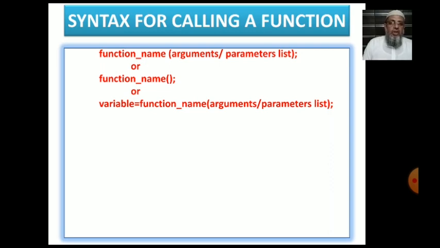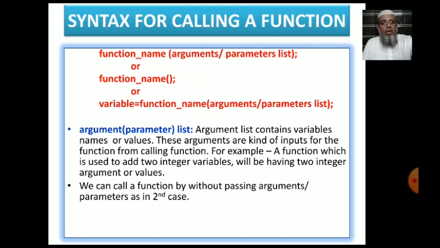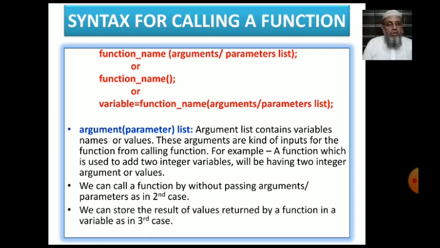Third is a variable equal to the function name and argument or parameter list. After the operation, after returning the value from the function, it will be stored in a particular variable for further operations. So here again the argument list is the permissible values which are declared, that have to be provided to the function to do the necessary operation or task. So we can call a function without passing arguments or parameters as in the second case, and we can store the result value returned by a function in a variable as in the third case.